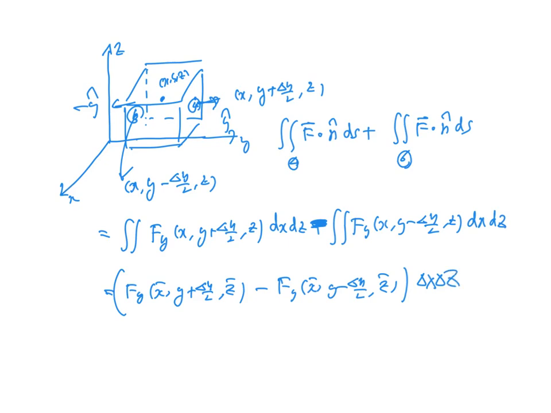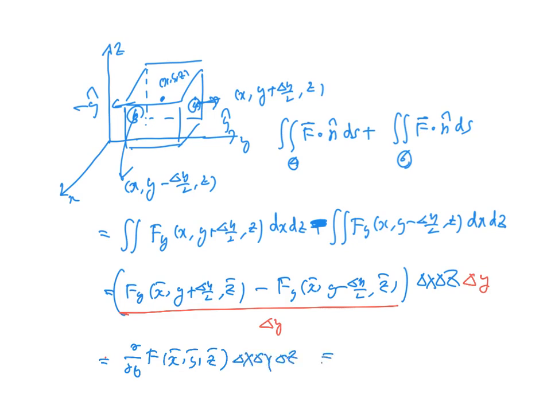delta x delta z. And then you can divide by delta y and multiply by delta y. So it becomes partial y of partial F at x, y, z bar, delta x delta y delta z. It can be written back as partial Fy over partial y, dx dy dz. Oh, so we have a very interesting result.